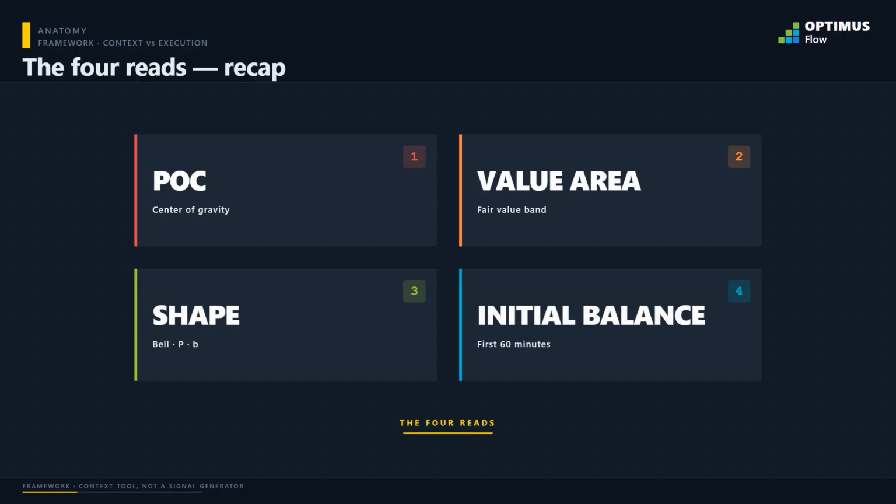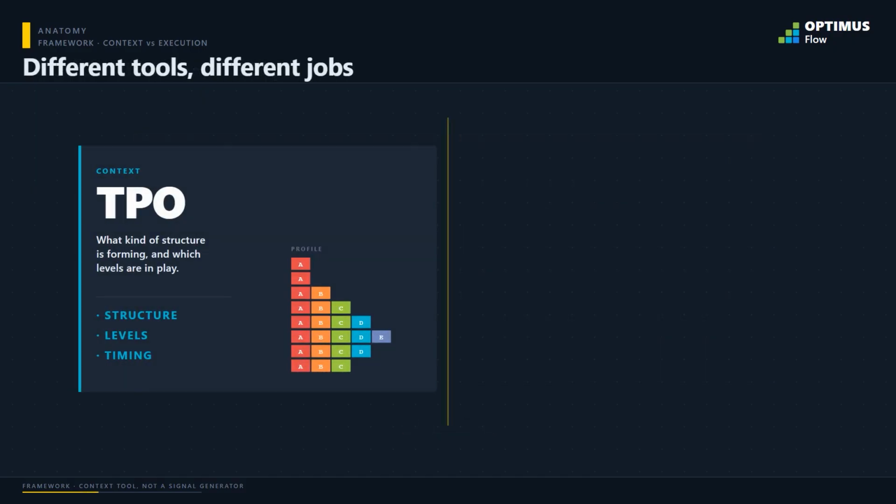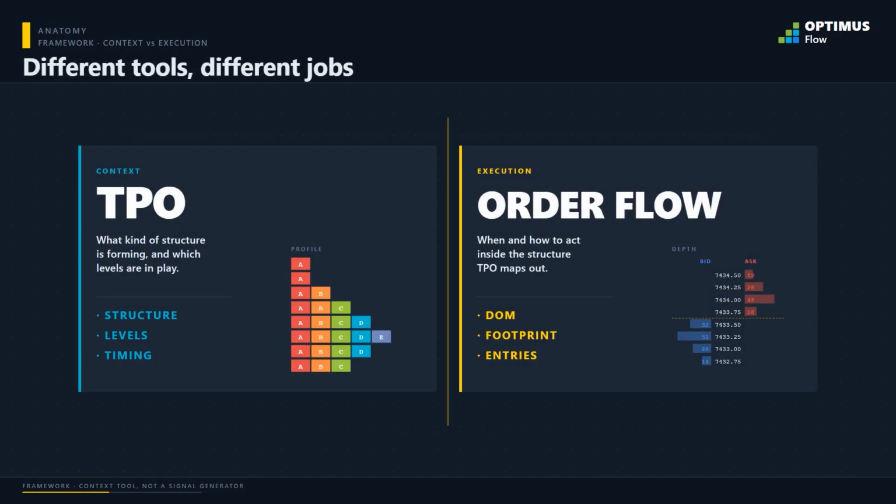TPO doesn't always trigger entries. It just tells you what kind of structure is forming and which levels are in play. Execution is a separate decision, order flow, the DOM footprint, different tools for different jobs. Now I'll show you how to set this up in Optimus Flow.